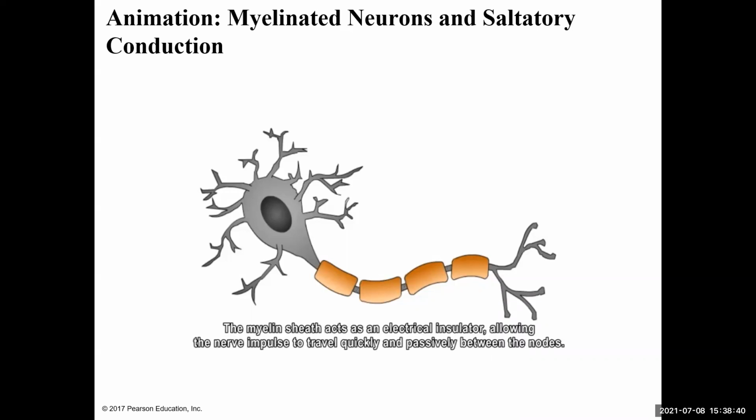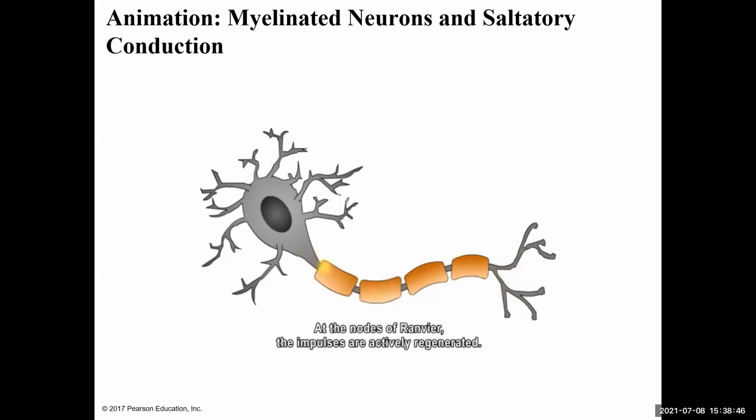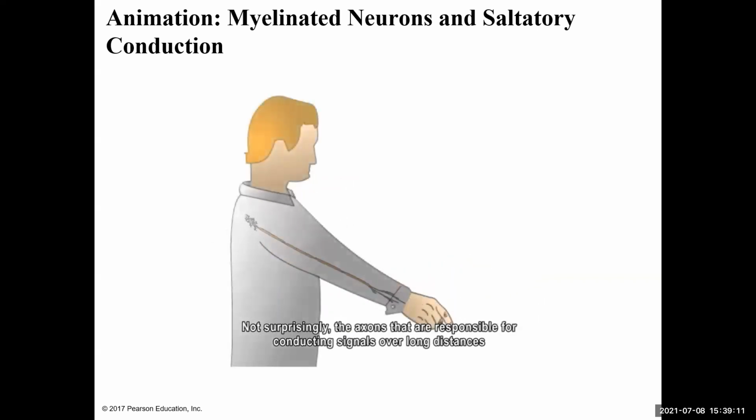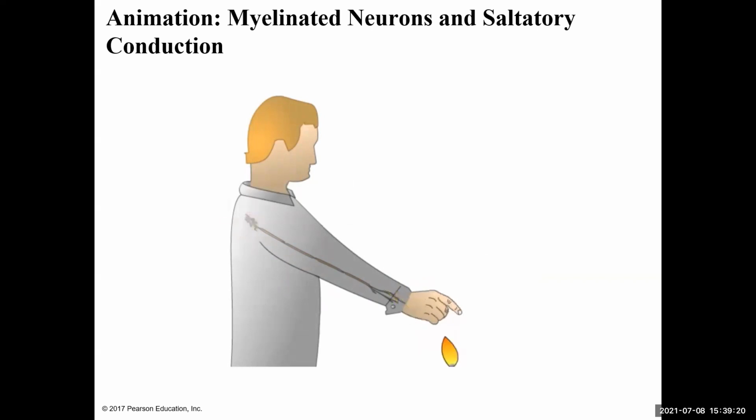The myelin sheath acts as an electrical insulator, allowing the nerve impulse to travel quickly and passively between the nodes. At the nodes of Ranvier, the impulses are actively regenerated. As a result, the nerve impulse jumps successively from one node of Ranvier to the next in a type of transmission called saltatory conduction, which is up to 100 times faster than signal conduction would be on an unmyelinated axon of the same diameter. Not surprisingly, the axons that are responsible for conducting signals over long distances, for example, spinal motor neurons connected to somatic muscle, are typically myelinated.